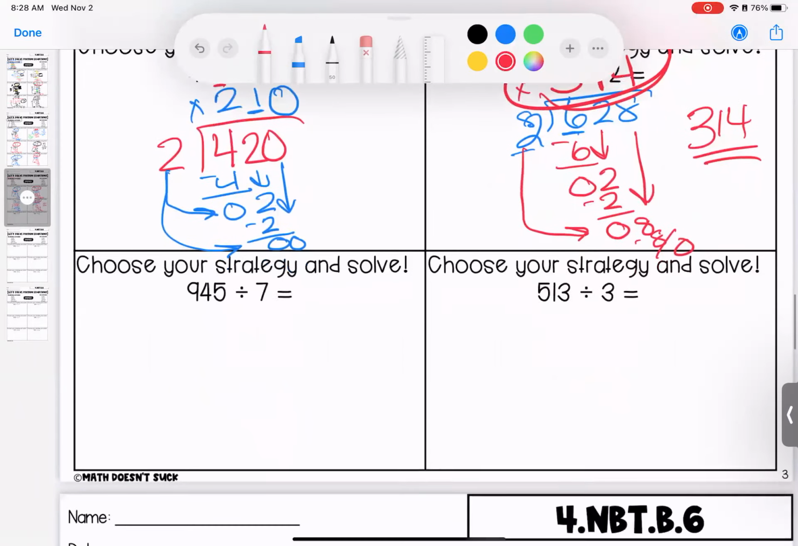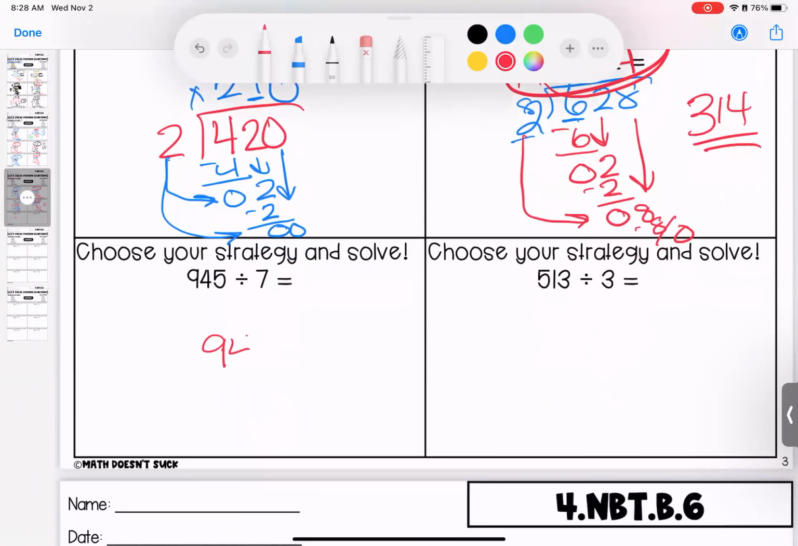2 more, my little rock stars. You're doing such great work. 945 divided by 7. Let's go, love bugs. Does 7 divide into 9? Absolutely, one time. Because 1 times 7 is 7. We subtract. 9 take away 7 is 2. Bring it on down.